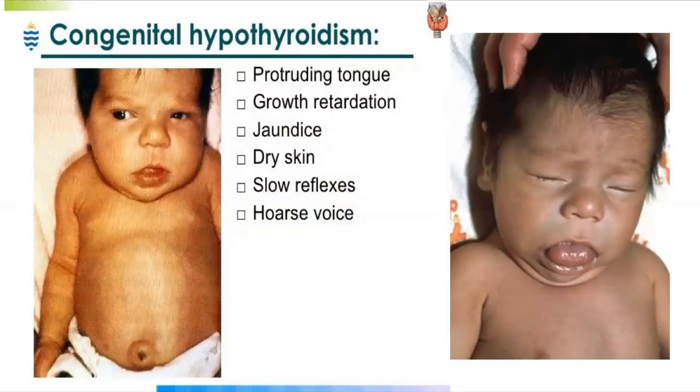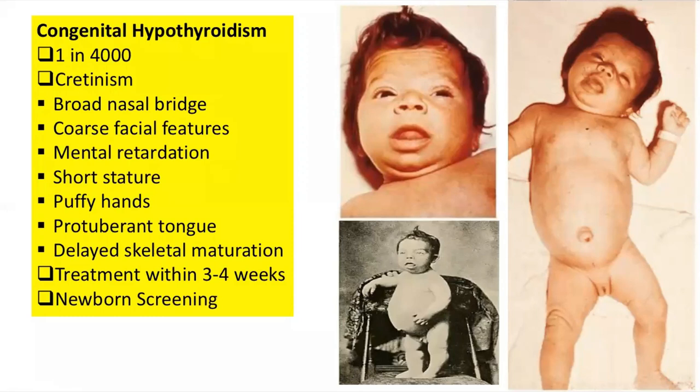So the patient with congenital hypothyroidism which is not treated ممكن يبان لنا ب protruding tongue, growth retardation, ممكن يبقى عنده jaundice, dry skin, slow reflexes, hoarse voice. فالطفل ده عنده protruding tongue, عنده umbilical hernia, عنده periorbital edema, عنده depressed nasal bridge, دي برضو بعض الصور ل congenital hypothyroidism.